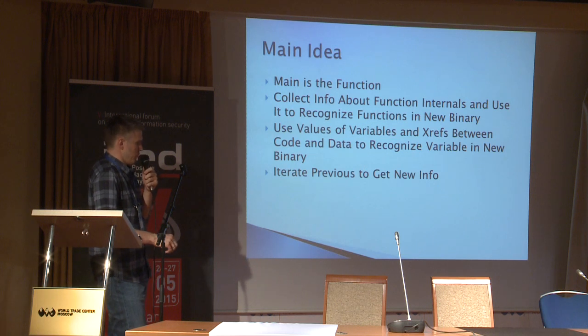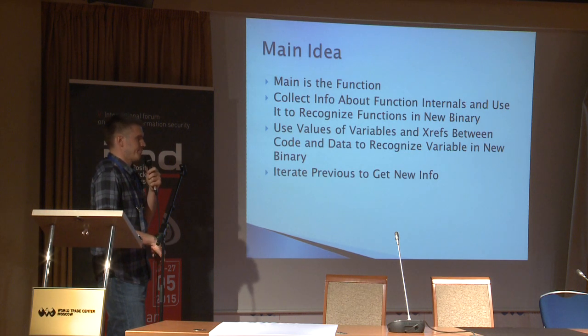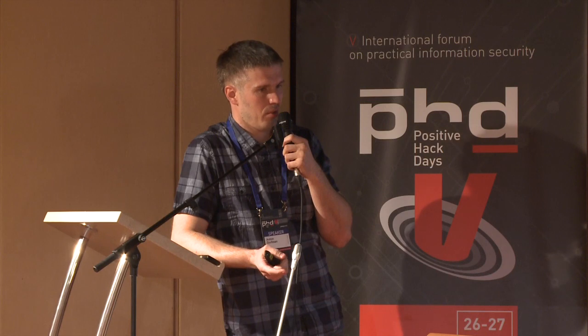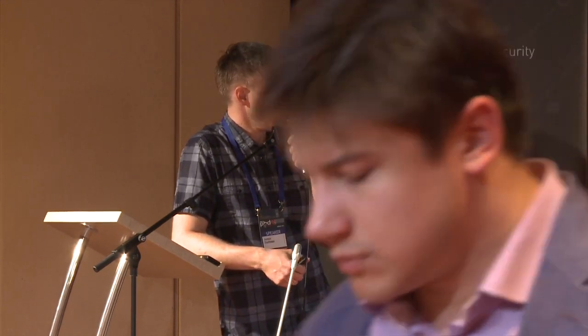And of course, by using this different information in a new dump, you can search for functions similar to our function. The second option is to use values of variables and cross-references between code and data to recognize variables inside of this new updated binary. Through these variables, we can get access to functions.